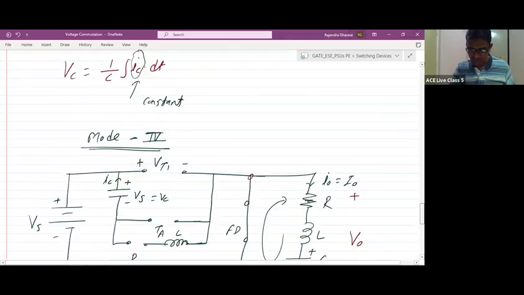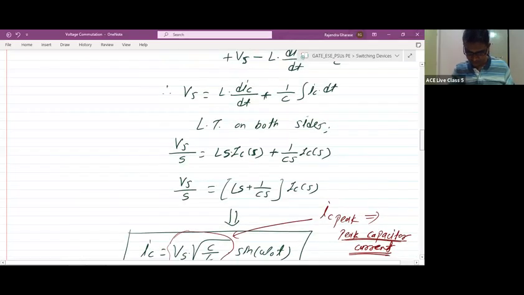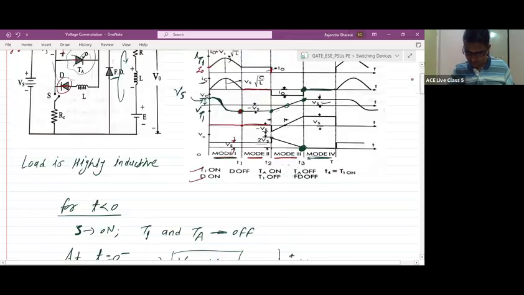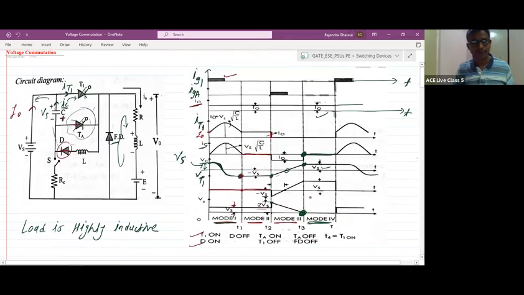So you can check here the waveform. The VT1 waveform is Vs only in mode 4. After that, V0 is 0 volt, VT1 is Vs. The capacitor is not discharging, so Vc is equal to Vs. IC is 0. The discharging path is not available, so the capacitor is not discharging. That's why it is 0 ampere only. IT1 is 0, IC is 0, I0 is constant current. So this is still mode 4.